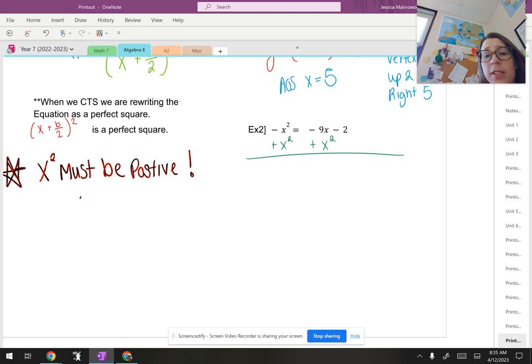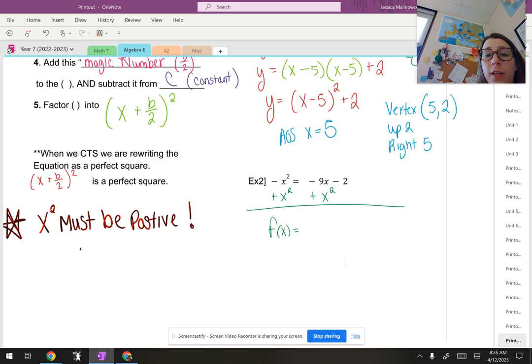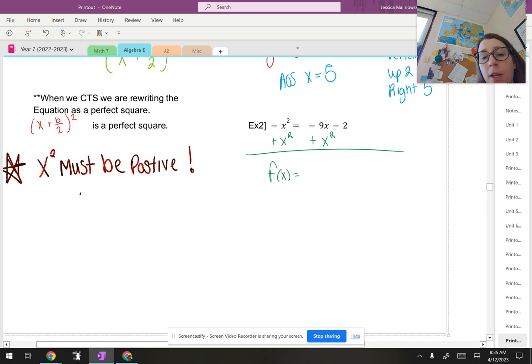And I'm just going to replace that there. You could put a 0 because technically x squared plus a negative x squared is 0. Or you can just replace it with a y or an f of x if you're feeling fancy. We'll use f of x this time. So f of x is equal to x squared minus 9x minus 2.